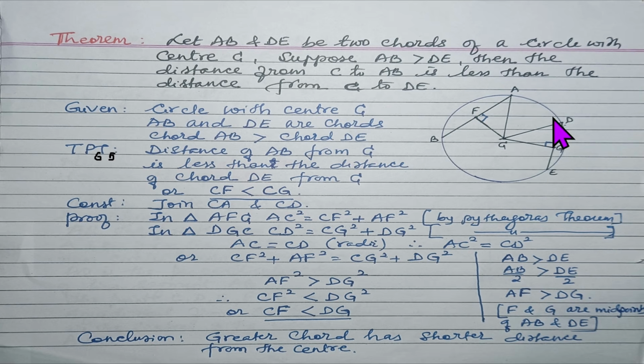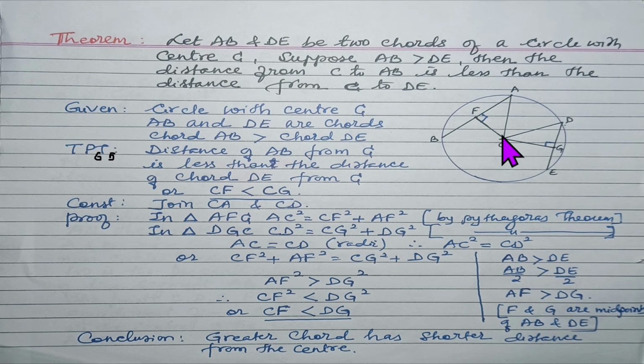The meaning is, we are given a circle with center C, AB is a chord, DE is a chord, AB is a chord greater than the chord DE, then we have to prove that the distance of the chord AB from the center is less than the distance of the chord DE from the center. That means the greater the chord, the lesser the distance, and the smaller the chord, the greater the distance from the center. So let us understand how to do this.